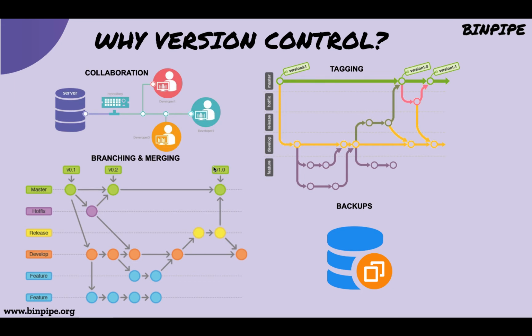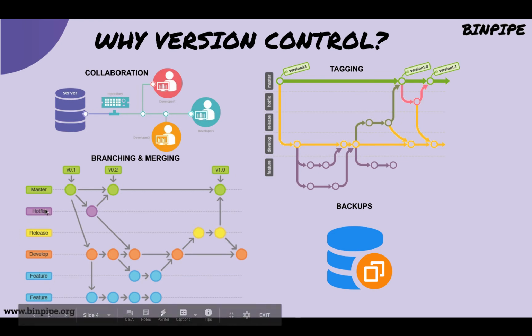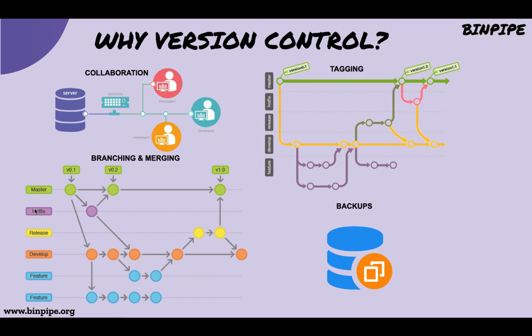Now certain organizations also have other branches called hotfixes or feature branches. You can just imagine these are other instances of the same code. We'll talk more about that in the forthcoming slides, because here we are concentrating on what are the reasons we require version control for. So we know the reason already.